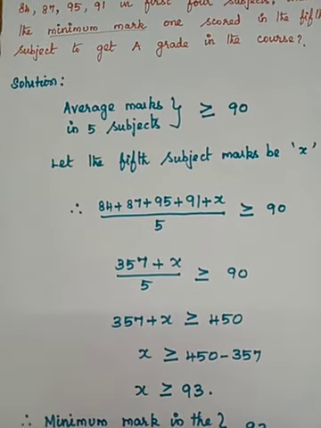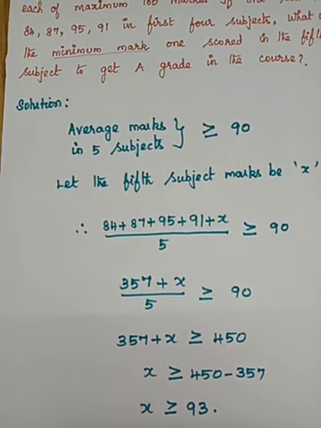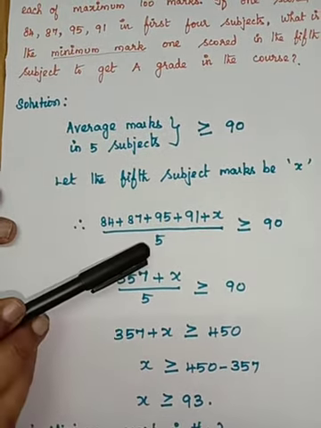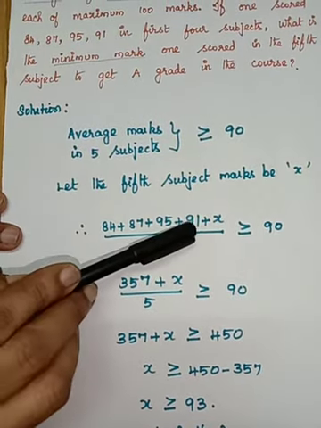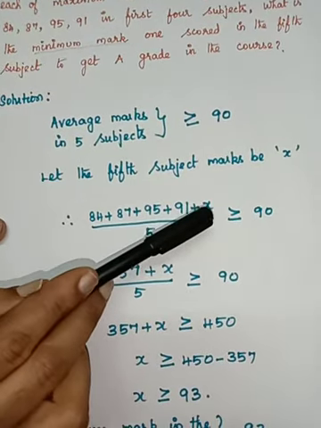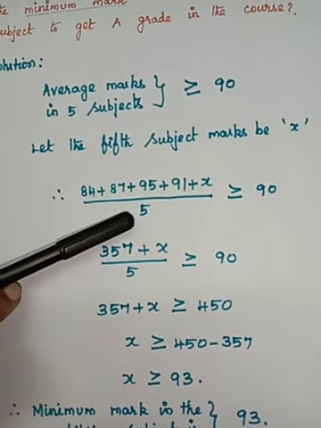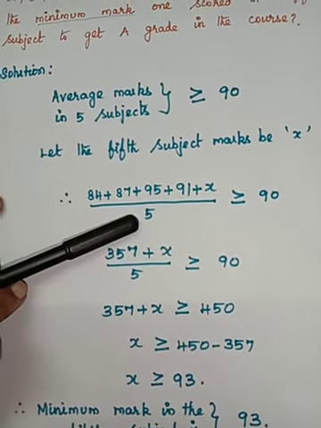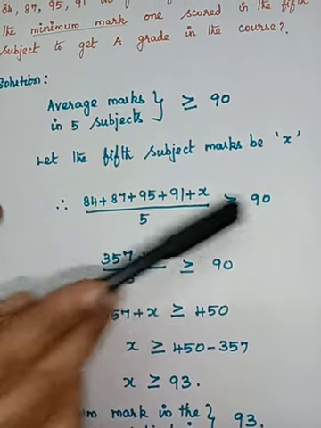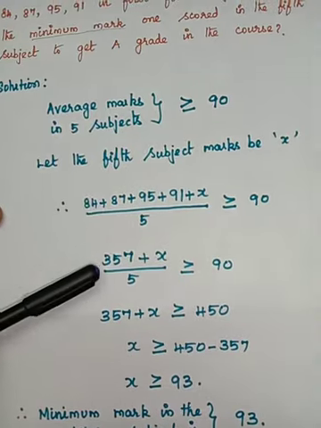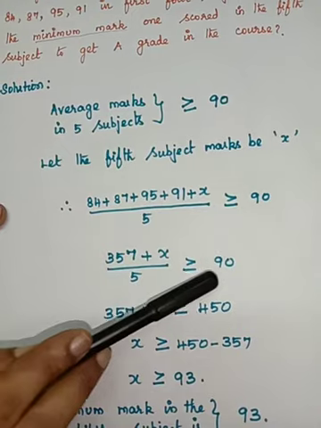How to find the average marks for all the 5 subjects? You have to add all the subjects' marks and divide it by 5. So this is the average marks of 5 subjects. 4 subject marks I have written plus the 5th subject marks is x. So it is added, and when it is divided by the number of subjects, it is the average marks in 5 subjects. How should it be? It is greater than or equal to 90. So when I add the 4 subject marks, it is 357 plus x, divided by 5, is greater than or equal to 90.